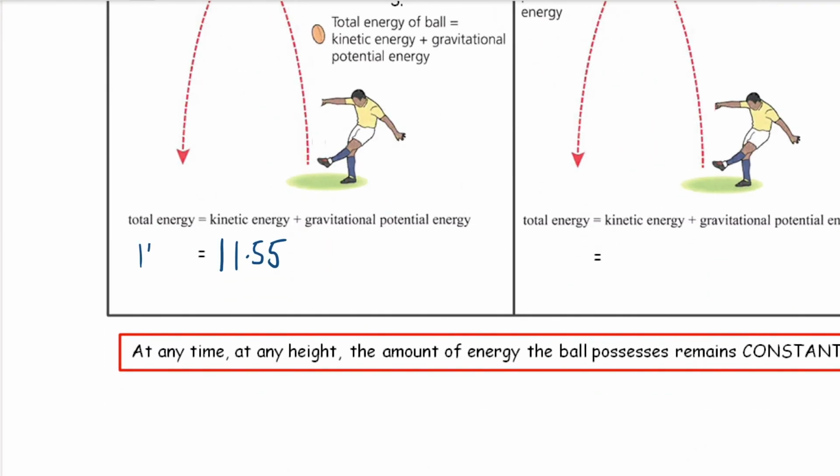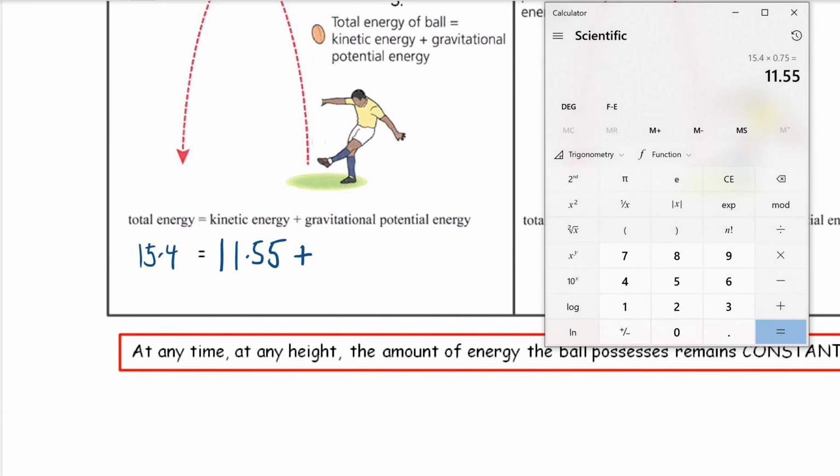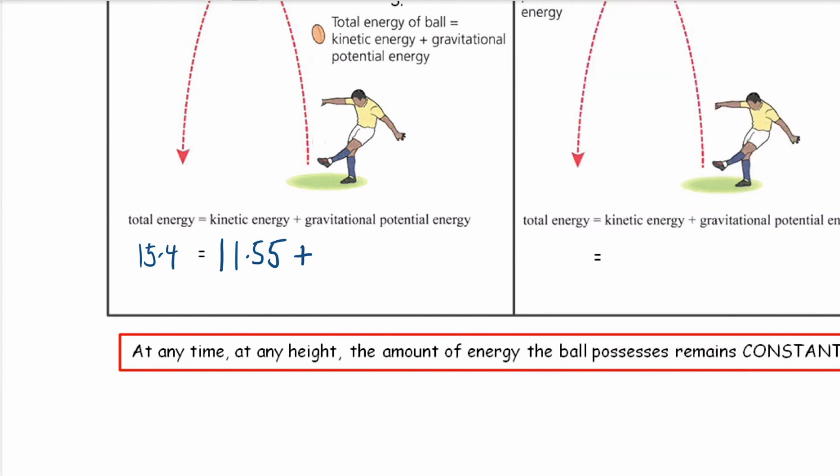We know that the total energy remains at 15.4. Just had a quick peek because I forgot what it was. And then to work out the gravitational potential energy, it's just a bit of maths now, isn't it? You need to take away that 11.55. So I'm doing 15.4, take away 11.55, that's 3.85 joules. I'll put that in red. 3.85 joules.